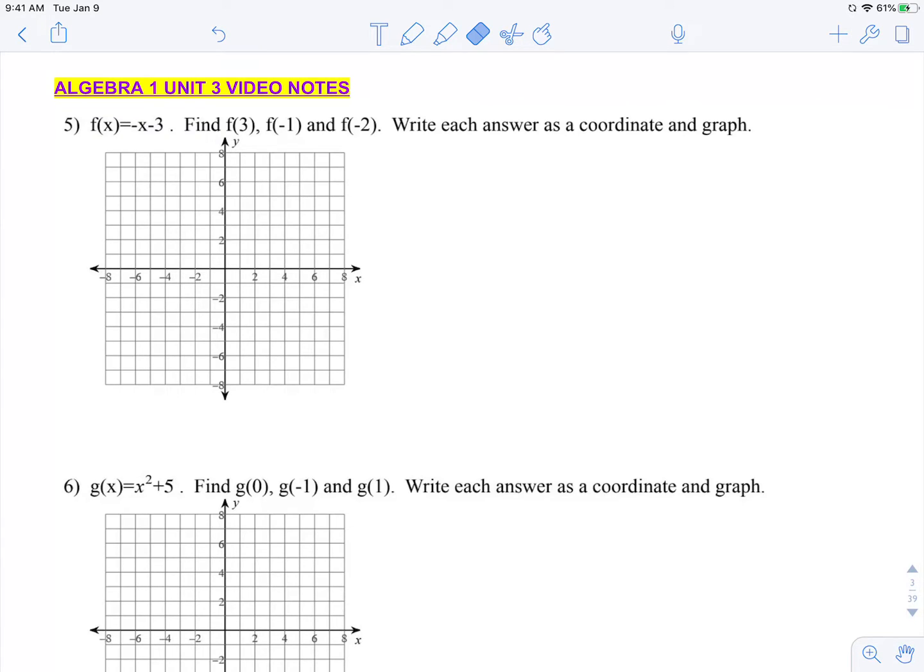Given f of x equals negative x minus 3, find f of 3, f of negative 1, and f of negative 2. Write each answer as a coordinate and graph.